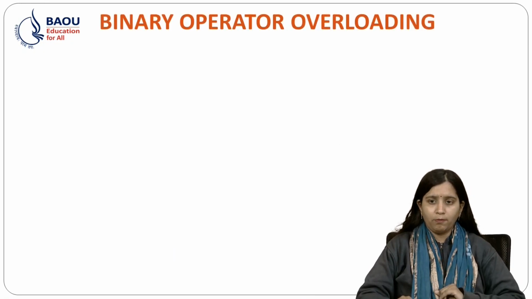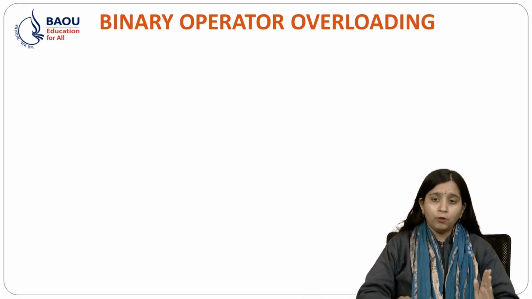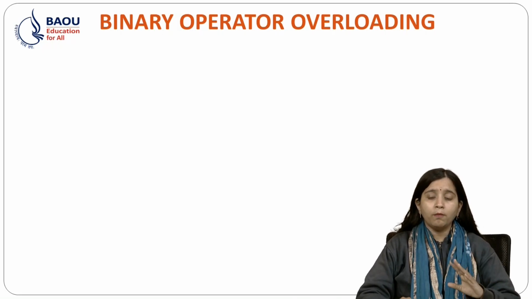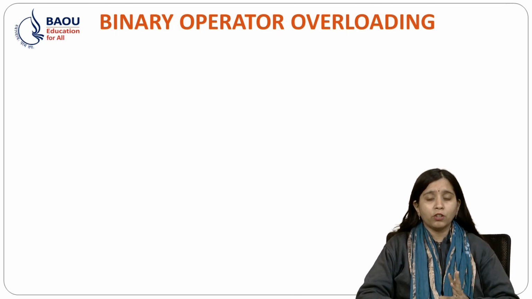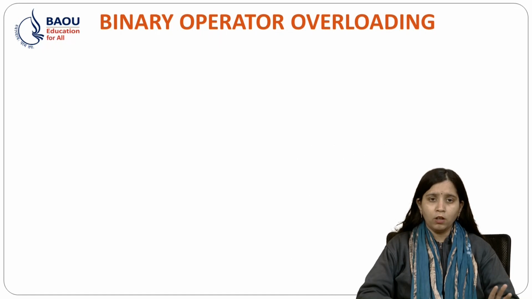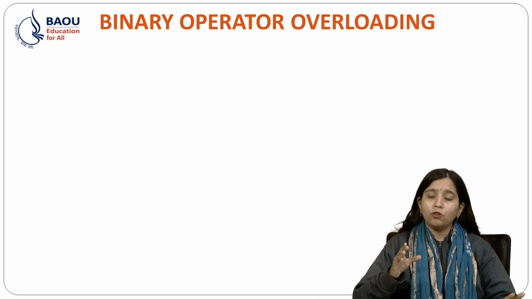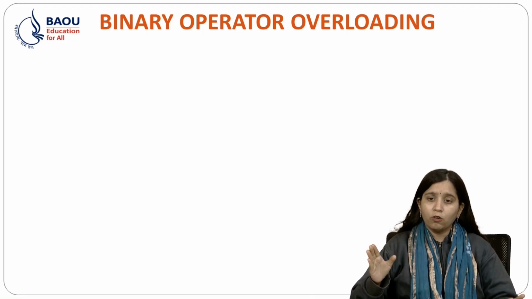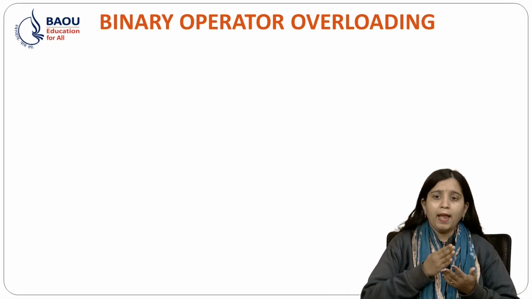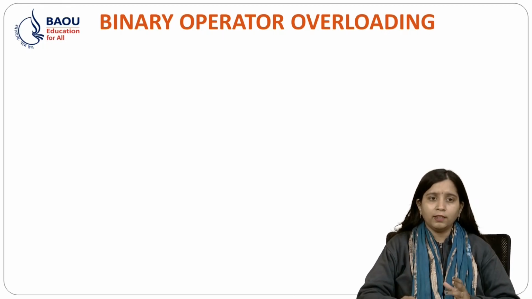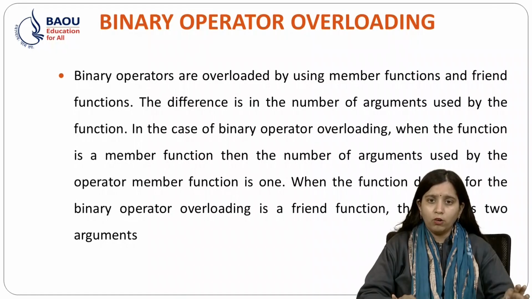So what is binary operator overloading? We have seen the unary operator. We use a unary operator when we want to do manipulation with a single object. But if I want to do manipulation with two objects, then I will simply use binary operator overloading. Here also we can use binary operator overloading in two ways: first with a member function and second with a friend function.